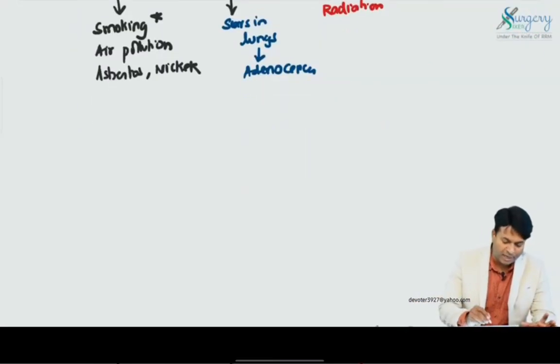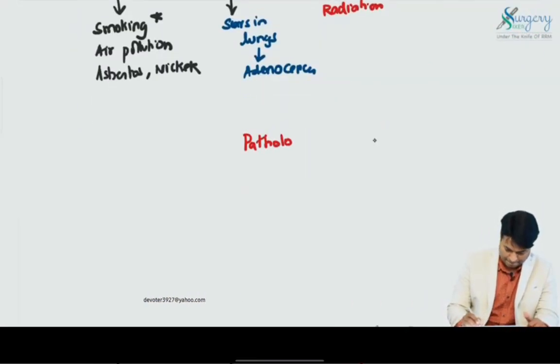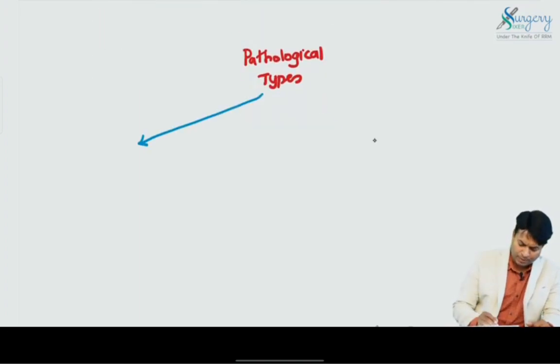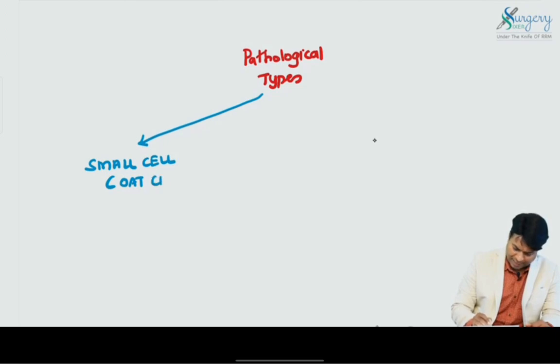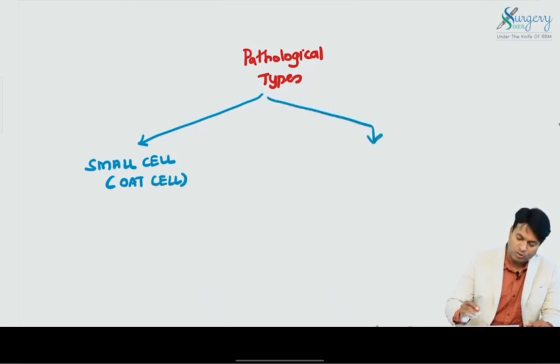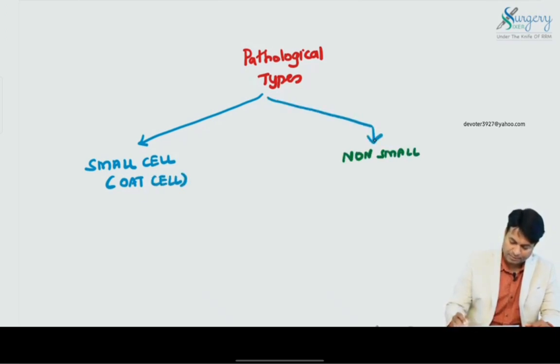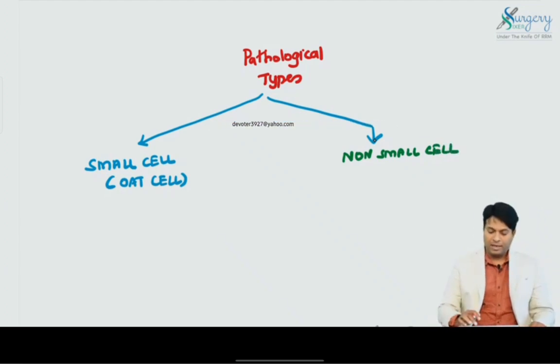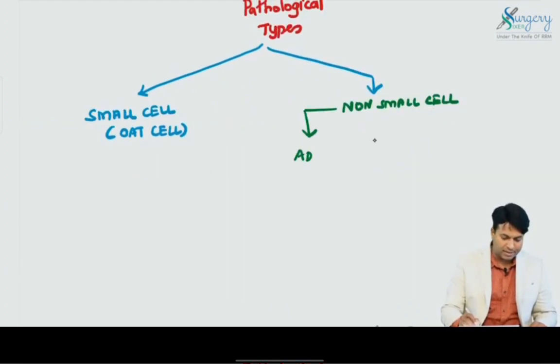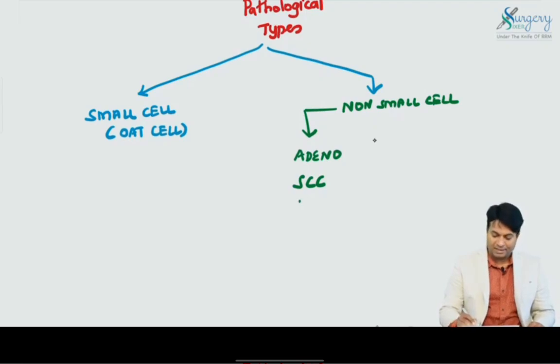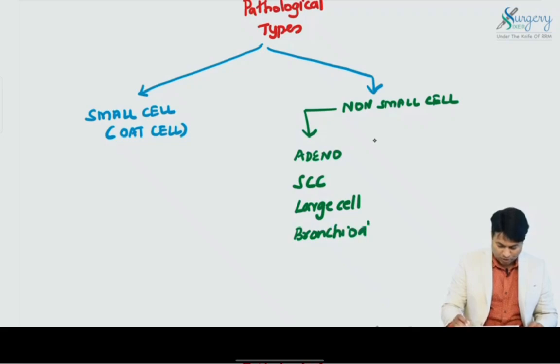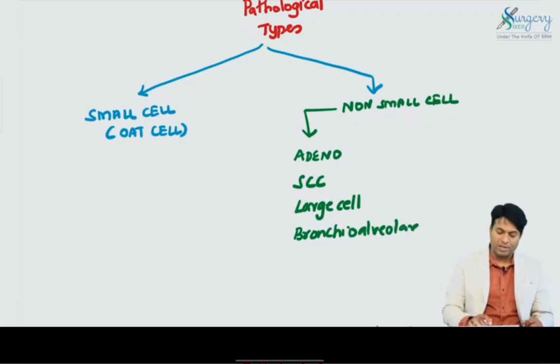So now we are coming to the most important aspect of this chapter, pathological types. Please understand, the next 10 minutes are very important for your exams. Pathological types are divided into small cell cancer, also known as oat cell cancer, and non-small cell cancers. In non-small cell we have the following cancers: adeno cancers, squamous cell cancers, large cell cancers, and bronchoalveolar cancers, all coming under non-small cell cancers.